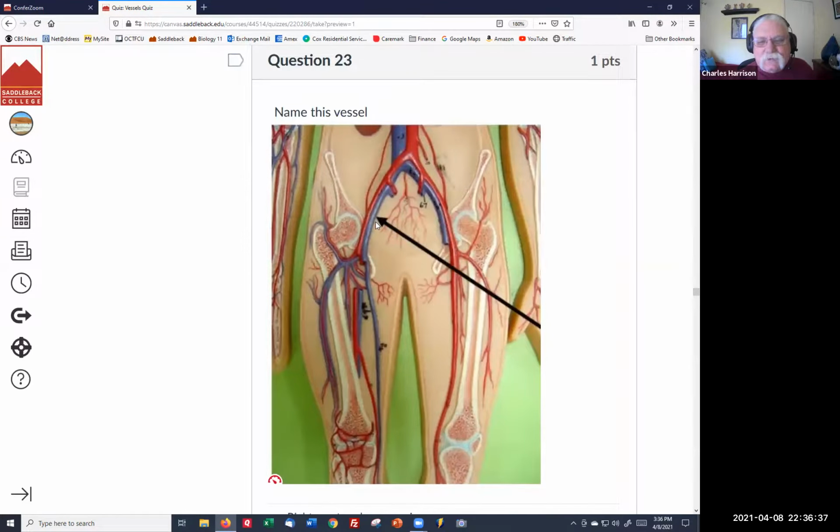This, on the other hand, is the right external iliac vein.